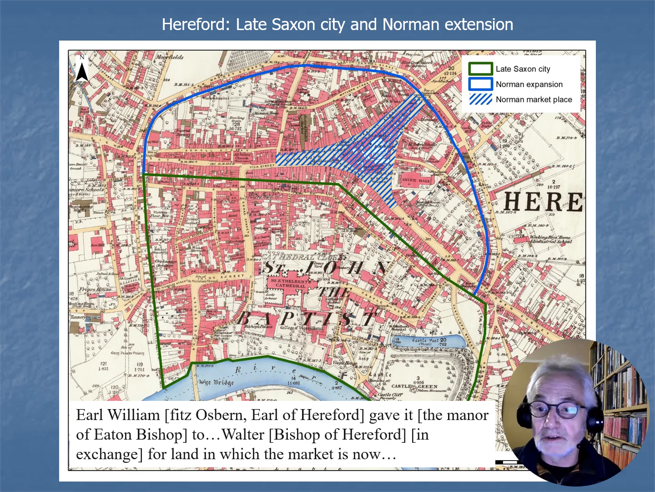We are told that Earl William Fitzosborne, Earl of Hereford, gave the manor of Eton Bishop to Walter, Bishop of Hereford, in exchange for land in which the market is now. So at some point in the 20 years between the Norman conquest in 1066 and the Domesday Survey of 1086, William had swapped his manor at Eton Bishop for the land at Hereford where he laid out his market.